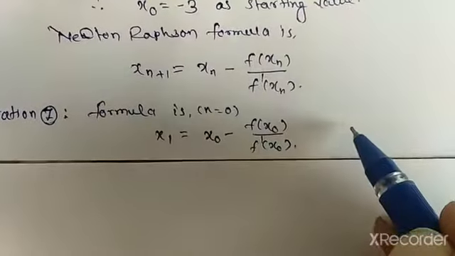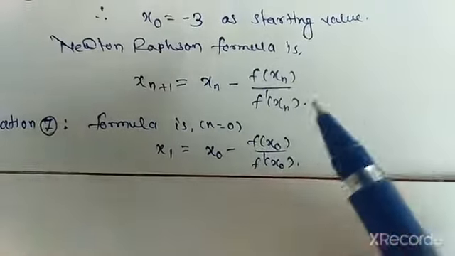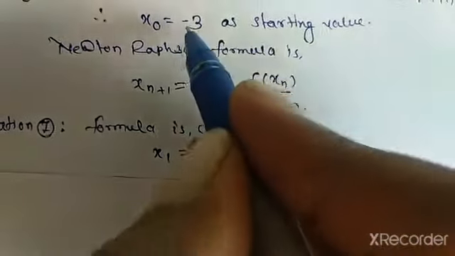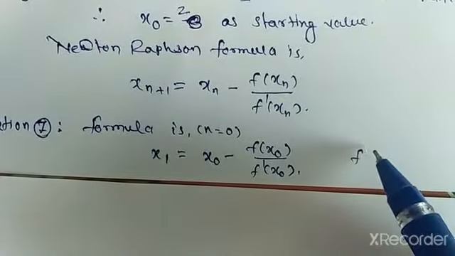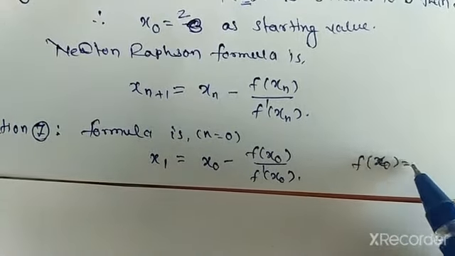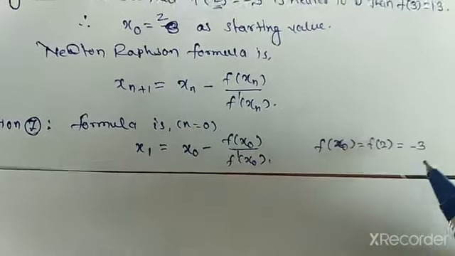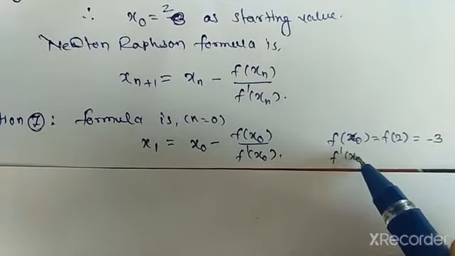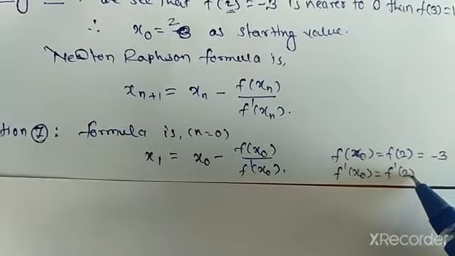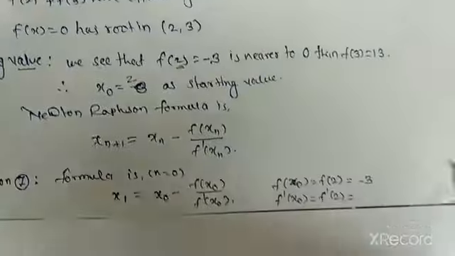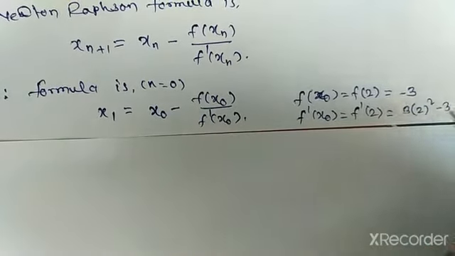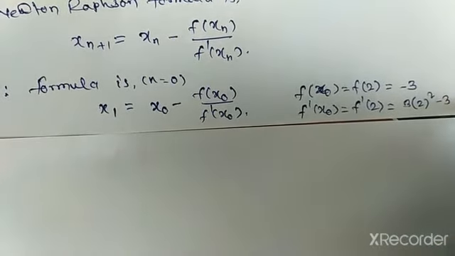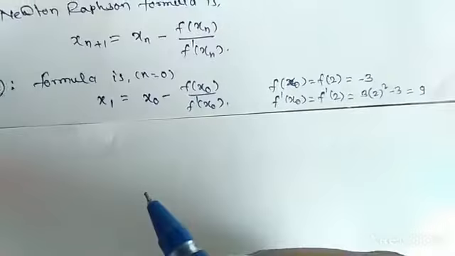Now here we have considered x naught is equal to 2. So f of x naught is f of 2, which is equal to minus 3. Okay. We need to find f dash of x naught, which is f dash of 2. The derivative of the function is 3x square minus 3. So it will be 3 into 2 square minus 3, which is 3 into 4, 12 minus 3 is 9. The value of f dash of x naught will be equal to 9.